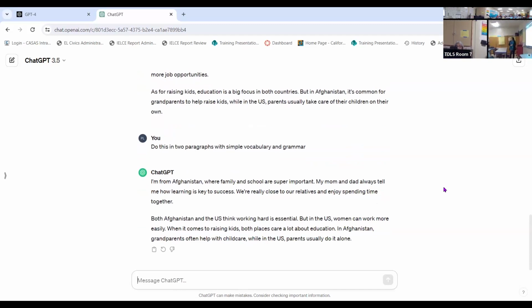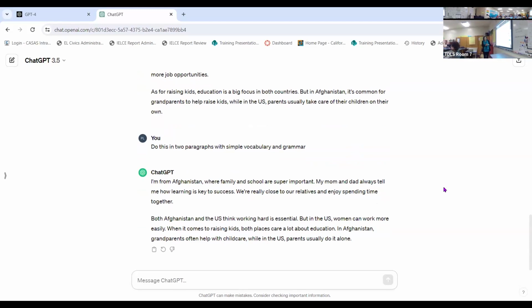Whoa. So that cut it, I mean, it was 500 words, now it's 100 words. Some things are example. Super important. I don't like that really word went super crazy. I'm from Afghanistan where family and school are super important. They love to use "super," I have to say. My mom and dad always tell me how learning is key to success.